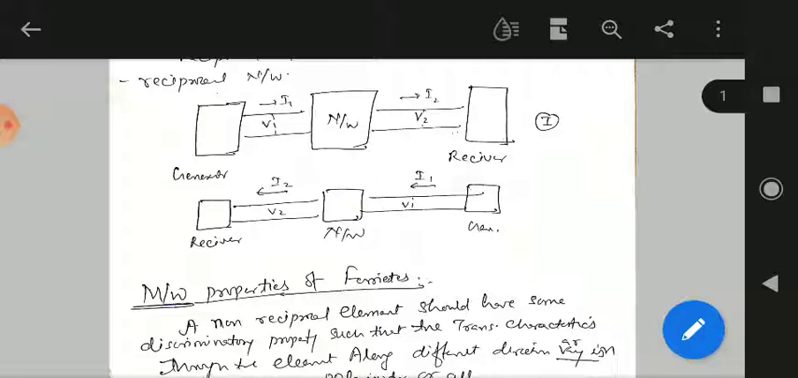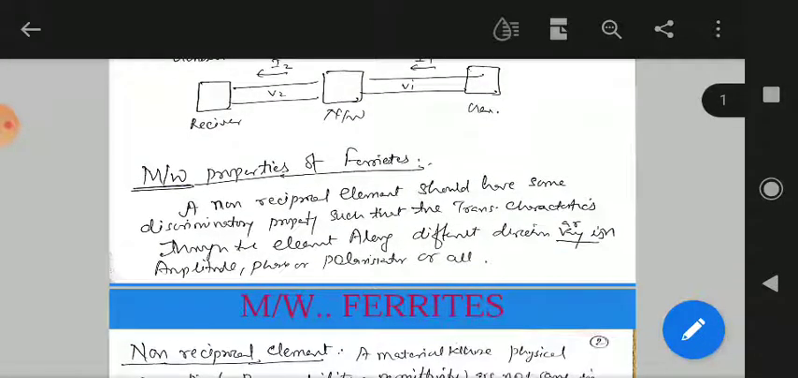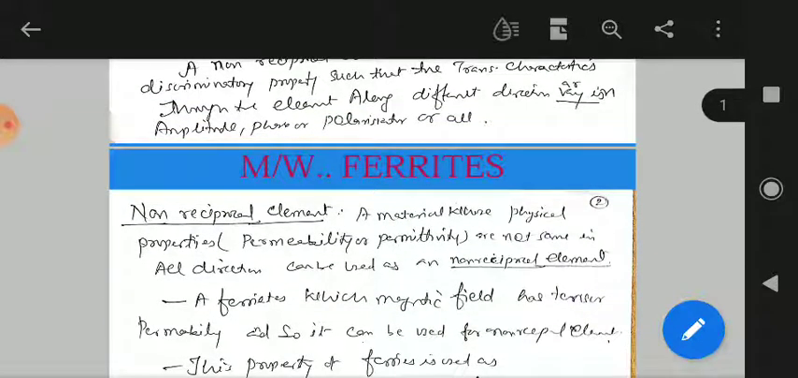Now, the microwave properties of ferrites. A non-reciprocal element should have some discriminatory properties such that the transfer characteristics through the element along different directions vary in sign, amplitude, phase, or polarization, or all. Non-reciprocal element, what is that?